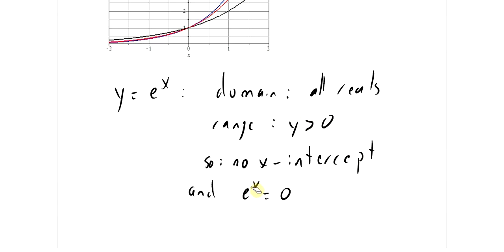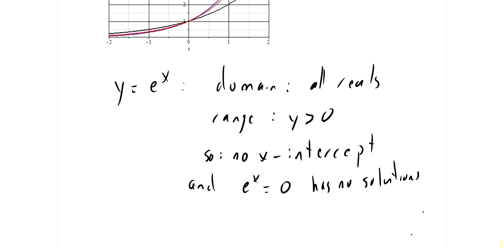No x-intercepts. That means the equation e to the x equals 0 has no solutions. Right? So if we try to find the x-intercept of this, we set y equal to 0 and try to solve it, but there is no solution. There's no point on the graph that goes through 0 there. So those are some useful things to know about e to the x.